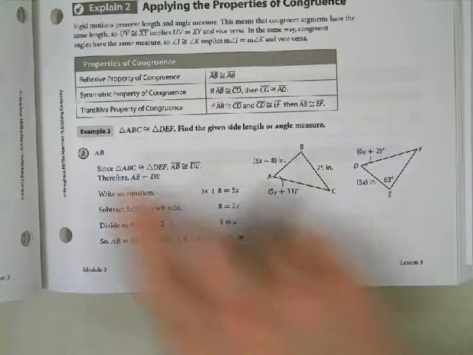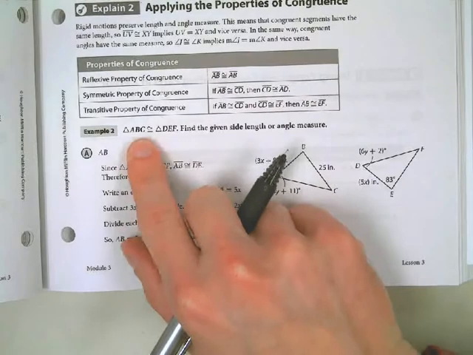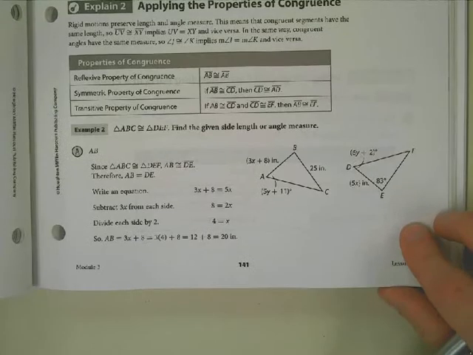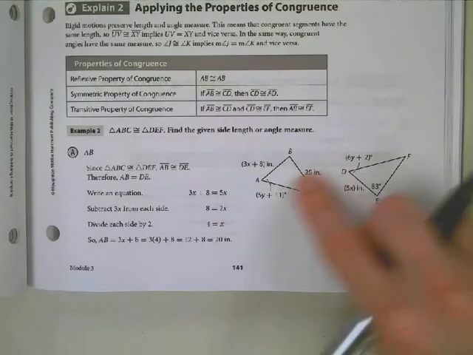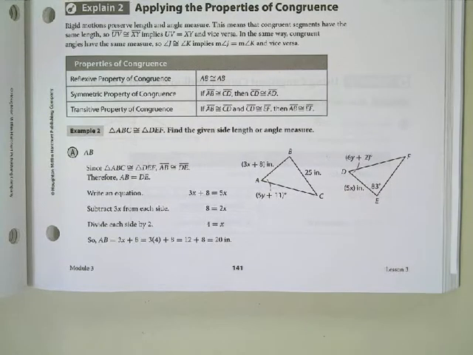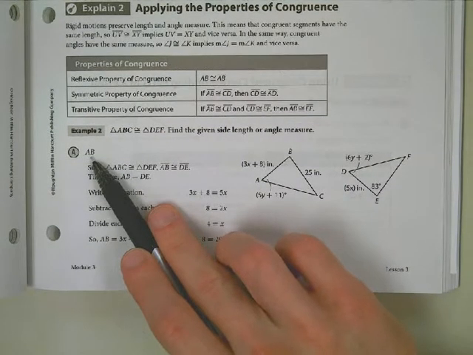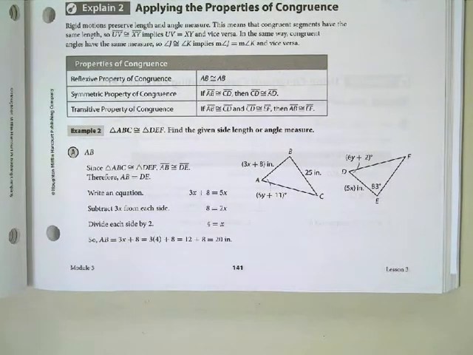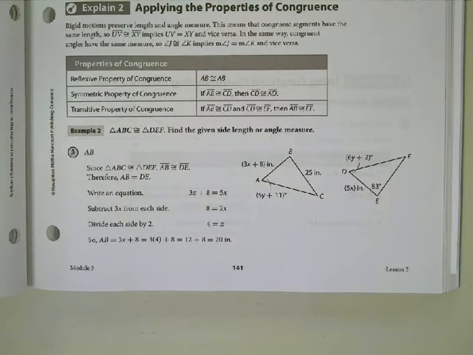So again, the setup is, for example 2, triangle ABC is congruent to triangle DEF, and I want you to find the given side length or angle measure. Now you can see we got some X's and Y's thrown in here. So for this first question, we're asked to find side AB. Okay, and so Tanner, any ideas about how we could start going about trying to find AB?